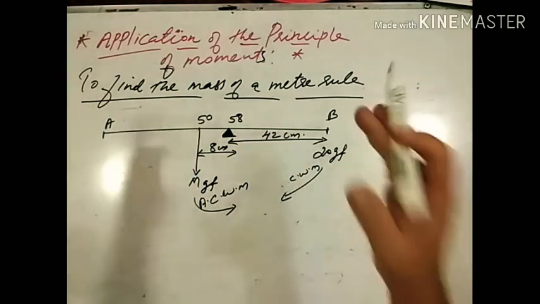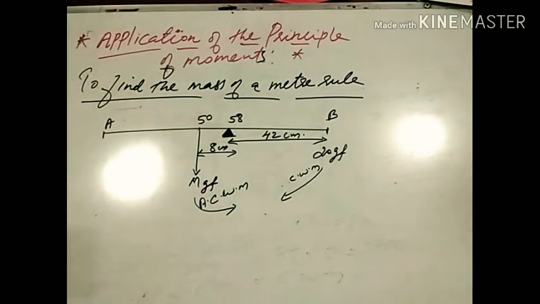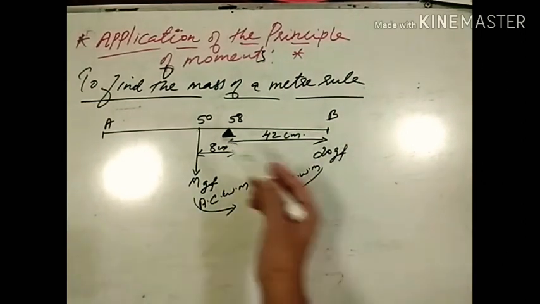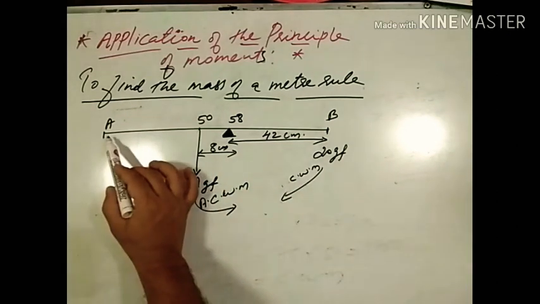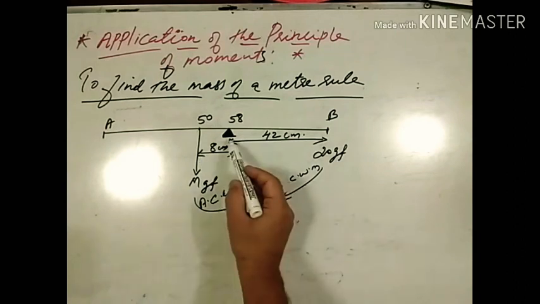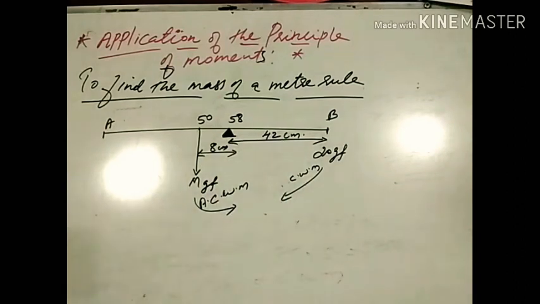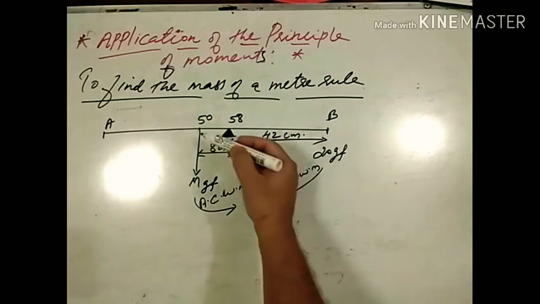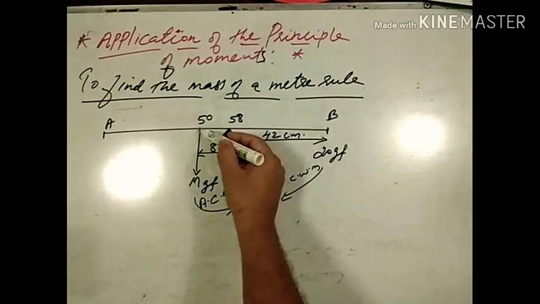So have a close look at the diagram drawn on the board. It's not necessary that the fulcrum should always be at the midpoint. The fulcrum can lie anywhere between A and B. In this case, the fulcrum or the knife edge is placed at 58 centimeter. And where is the mass of a body concentrated? We have studied that the whole mass or weight of the body is concentrated at the center of gravity. So remember that the weight of the body will always act at the center of gravity, at the 50 centimeter mark.